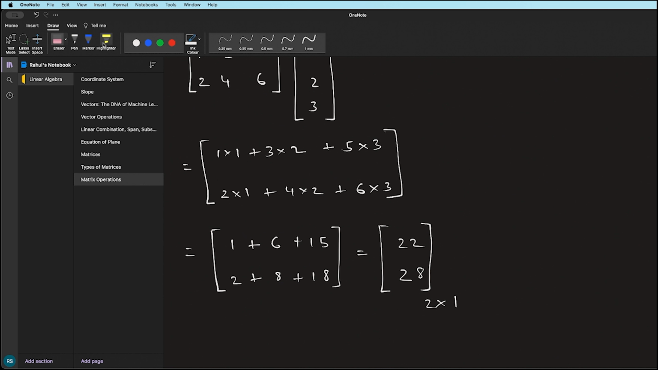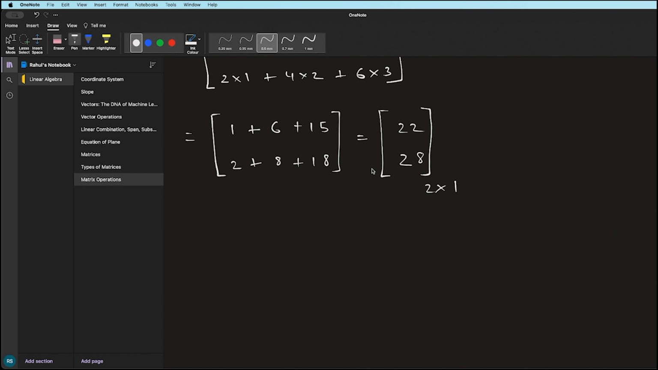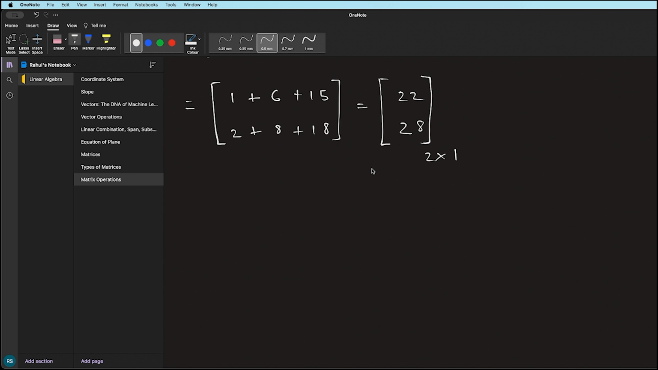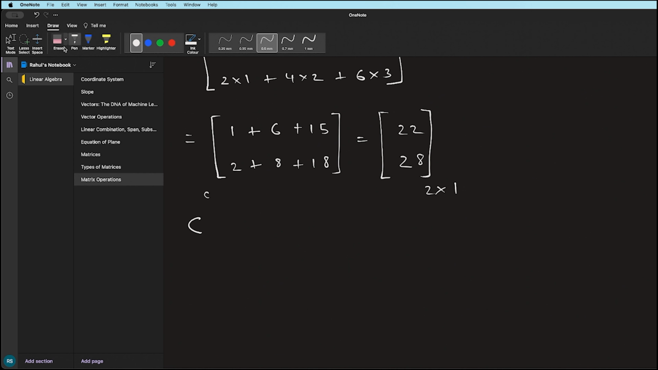Now we will study the properties. First we will check the commutative property and figure out whether the commutative property is valid for matrix multiplication or not. For real numbers, 2 cross 3 is equal to 3 cross 2. So in case of real numbers, the commutative property is valid, but in case of matrix multiplication, it is not valid. Why is it not valid?